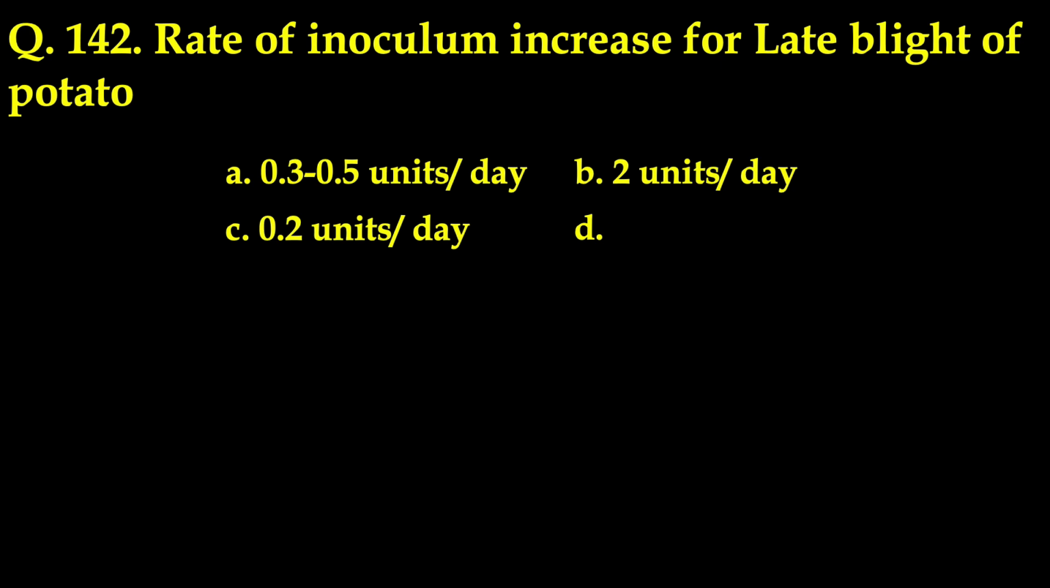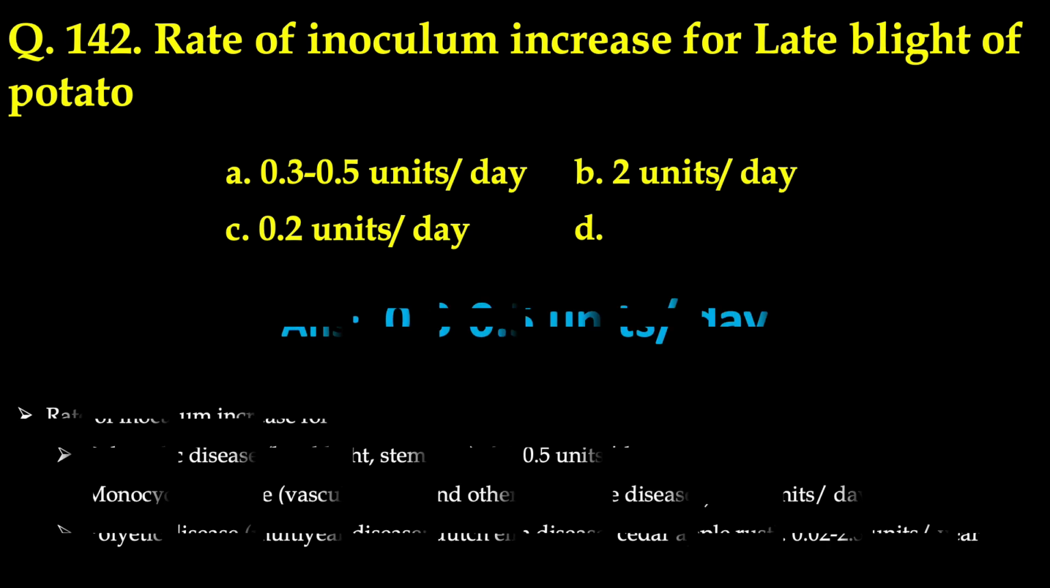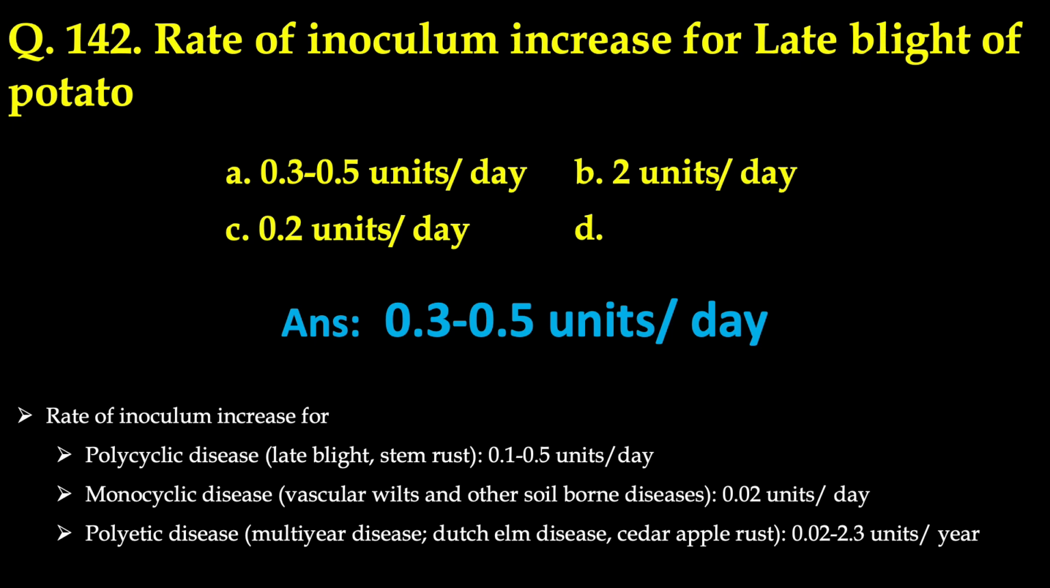Rate of inoculum increase for late blight of potato. There are four options. Out of these four options, the correct answer is 0.3 to 0.5 unit per day. So we have to remember that the rate of inoculum increase for polycyclic disease, that is diseases like late blight, stem rust, is 0.1 to 0.5 unit per day.